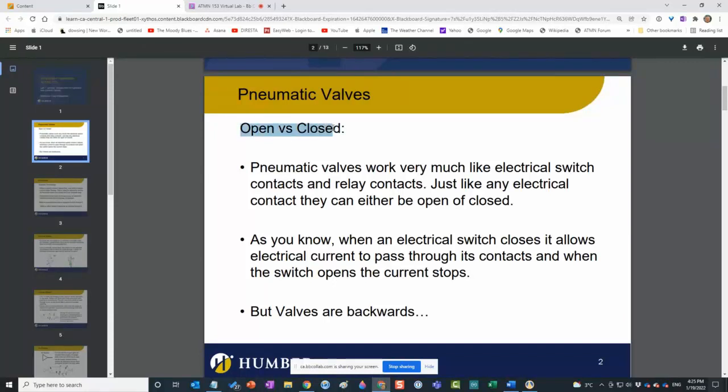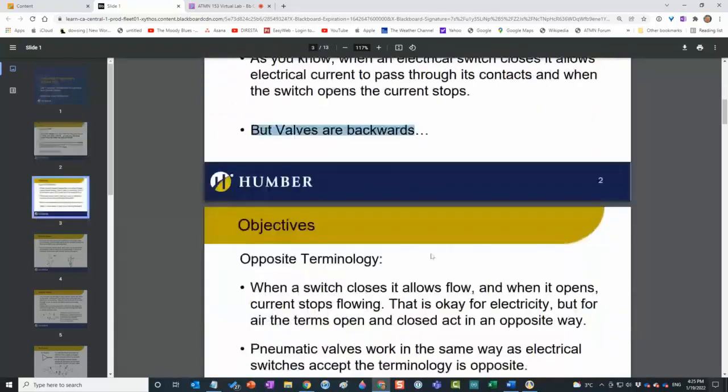But valves are different. Think about it. If you close a valve, does that mean the liquid or the air can flow through it? No, it's closed. So you've got to get used to the terminology that it's backwards. It's all backwards, so let's move forward.